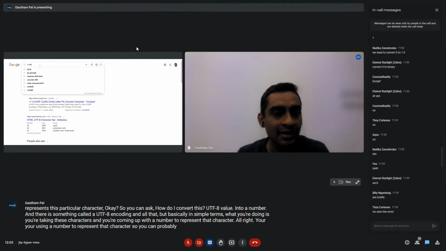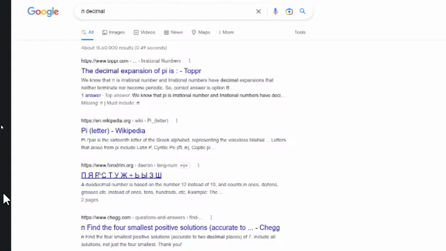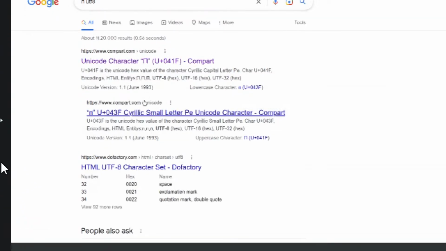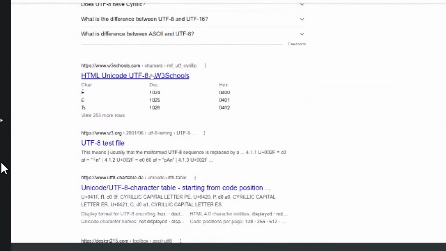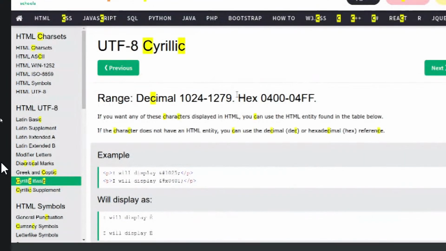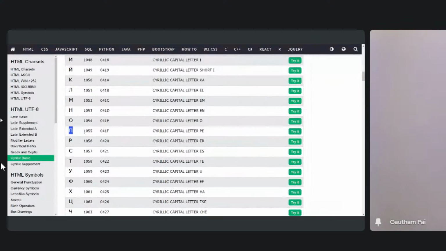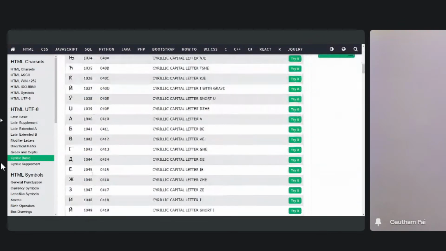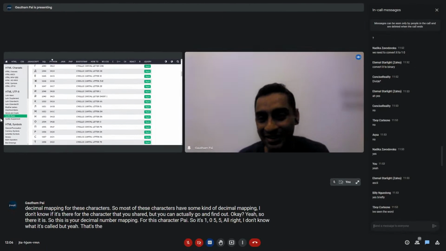So you can probably say decimal value for this. So you can probably find some decimal mapping. In UTF-8 you normally get that, so you can actually get the decimal mapping for these characters. Most of these characters have some kind of a decimal mapping. I don't know if it's there for the character that you shared, but you can actually go and find out. Yeah, so there it is. This is your decimal number mapping for this character pi. So it's 1055. All right. I don't know what it's called, but that's the mapping. And you can get this for pretty much every character.